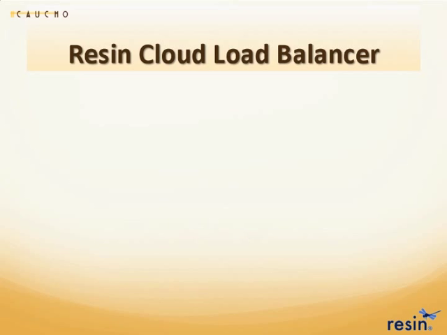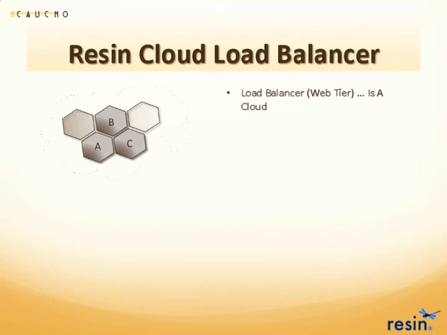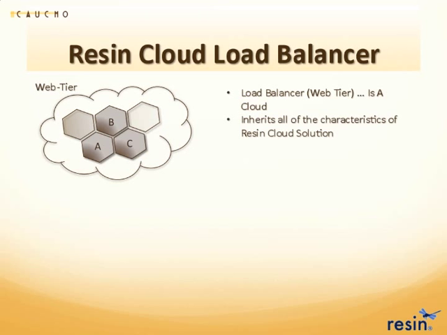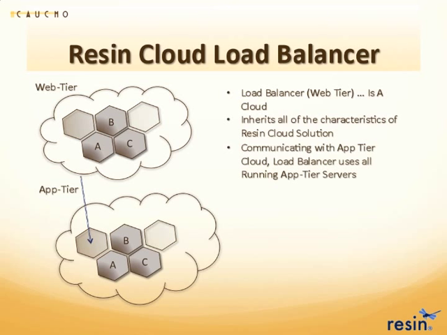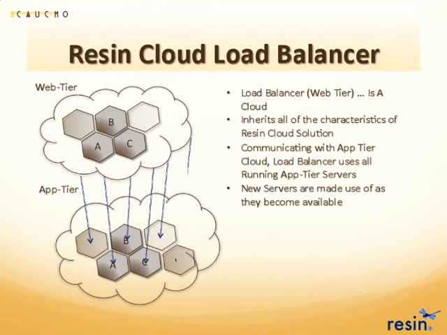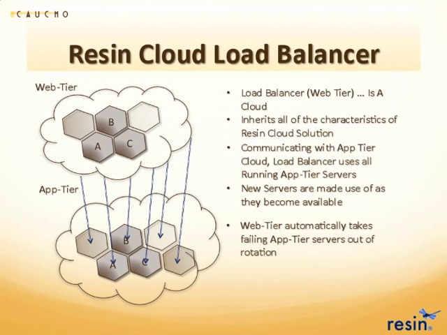Resin provides a cluster-aware web tier that has a load balancer faster than Apache HTTPD for web server with URL rewriting, and HTTP proxy cache server like Squid. The nice thing about the load balancer in the web tier is that it is cloud-aware. Add more servers to the cloud and the load balancer will automatically start sharing the load with these new servers.